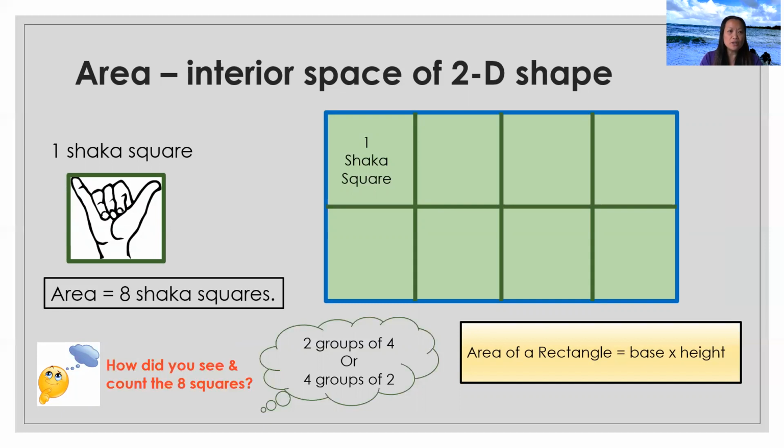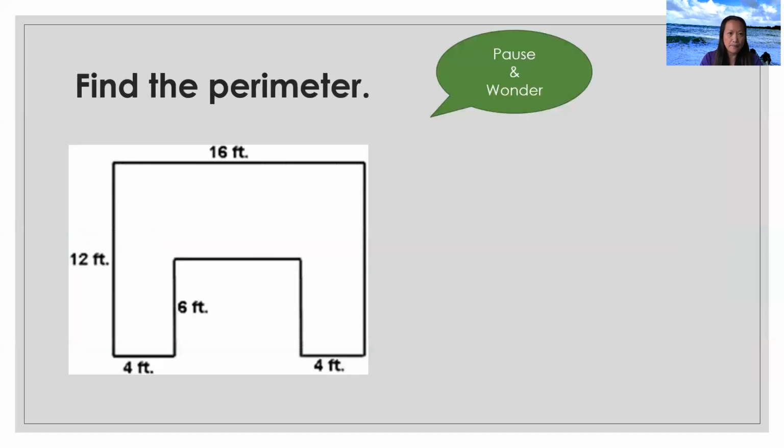Now let's take a look at some examples. Find the perimeter of this shape. Pause the video, try it on your own. Now, once you have done it, let's check your answer. So it looks like the unit is foot. We're measuring this perimeter using the unit of foot, or feet if you have more than one. English is weird.